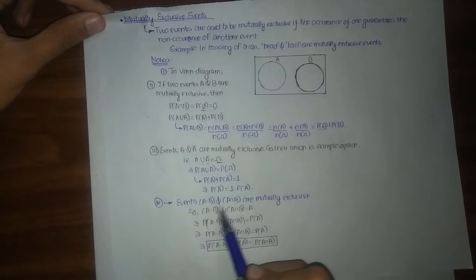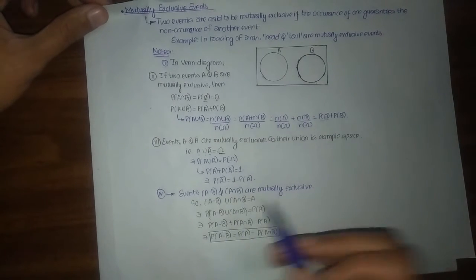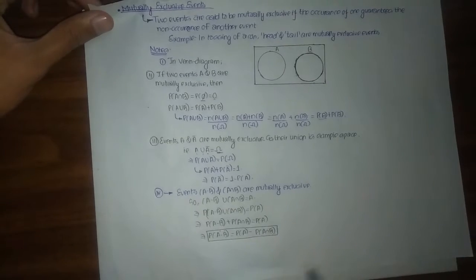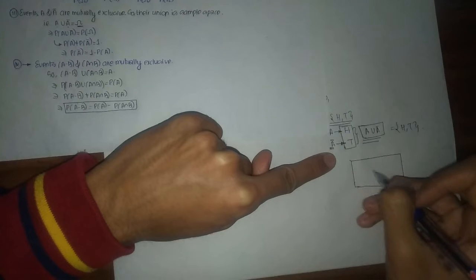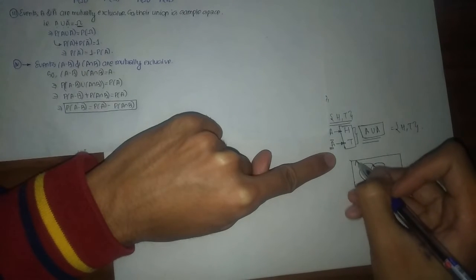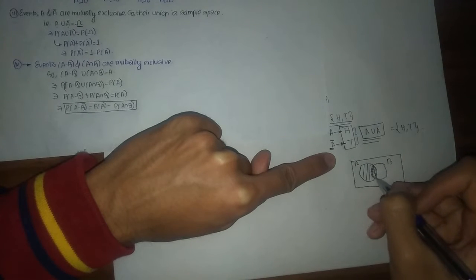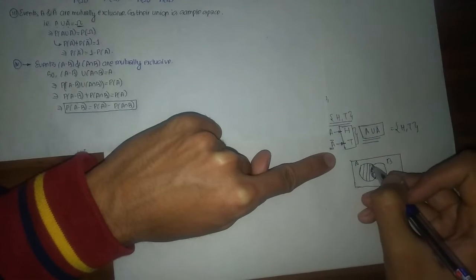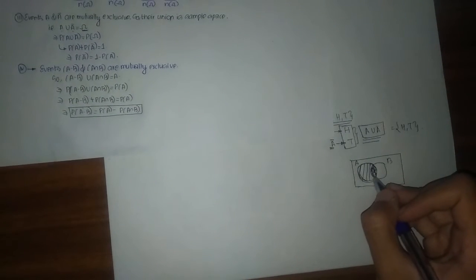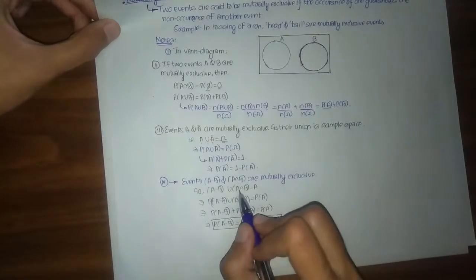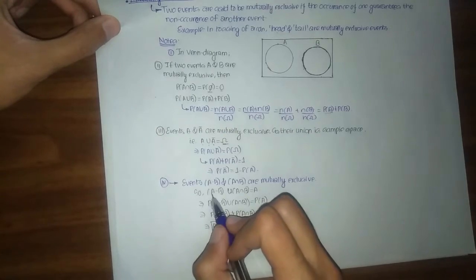Next we have events A minus B and A intersection B, which are mutually exclusive. So let me draw the set diagram. This is our A minus B portion, and this is our A intersection B portion. As you can see here, there is no common portion or intersection between these two portions. So A minus B and A intersection B are always mutually exclusive, and the union of these events will give us A.